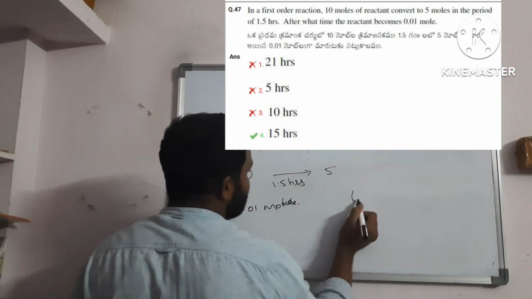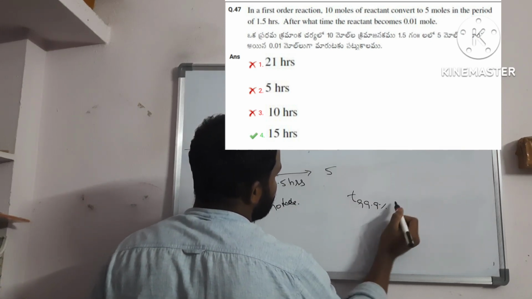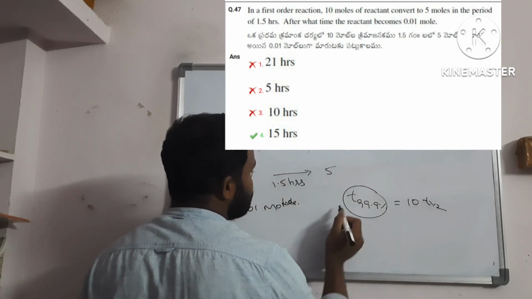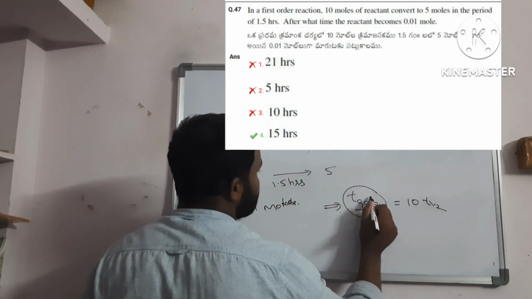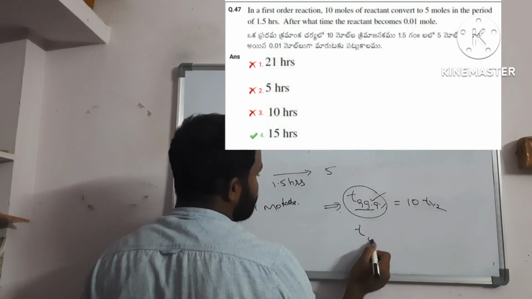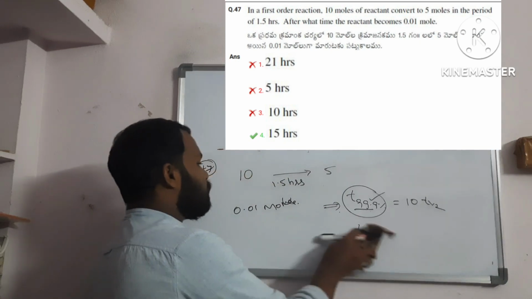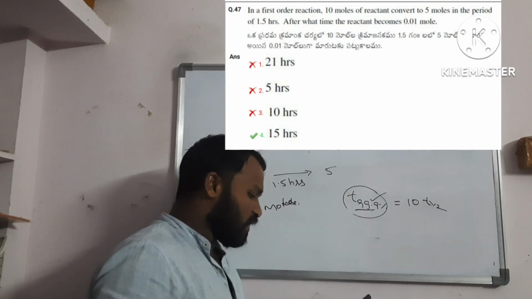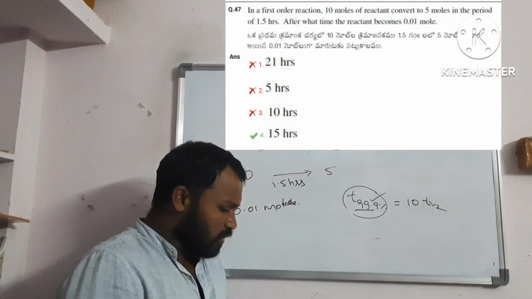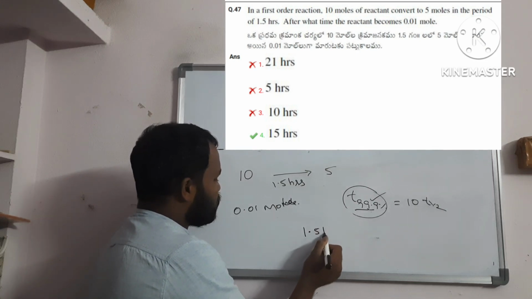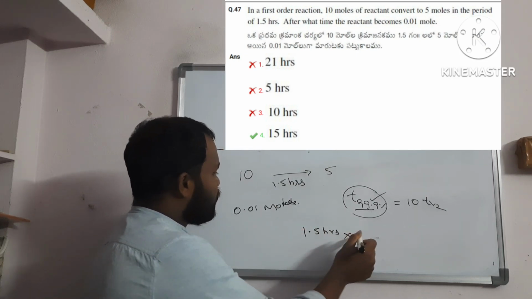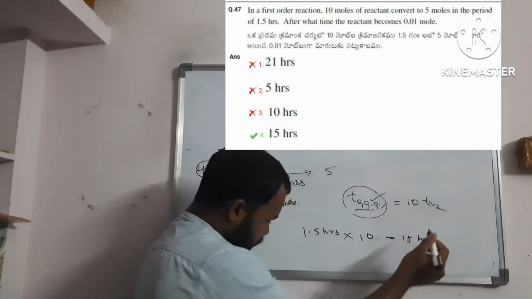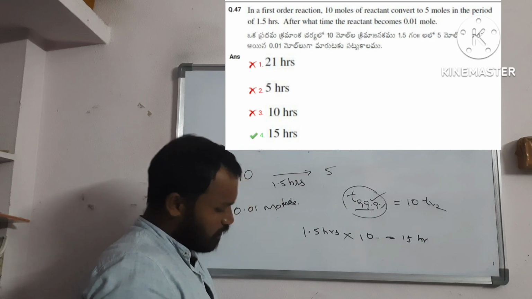So generally we know that T 99.9% is equal to 10 T halves. T 99.9% means the percentage of reaction completed; the remaining reaction is 0.1. So 10 to 5, then 5 to 2.5, and if you follow this further, you will get 1.5 hours, into 10 times, so you will get 15 hours. Option 4 is correct.